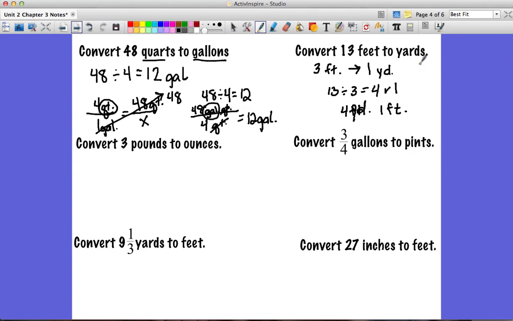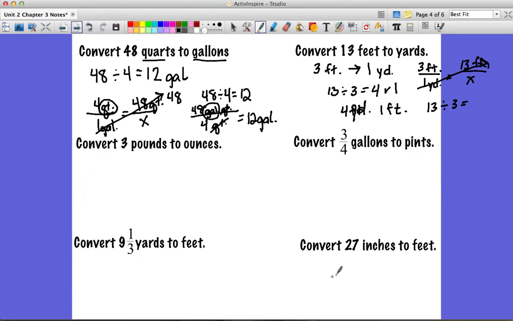Or I can do it the same way with a proportion. I can say 3 feet, 1 yard, 13 feet was how many yards? Multiply, I get 13. I have to divide it by 3, and it's going to give me the same thing.